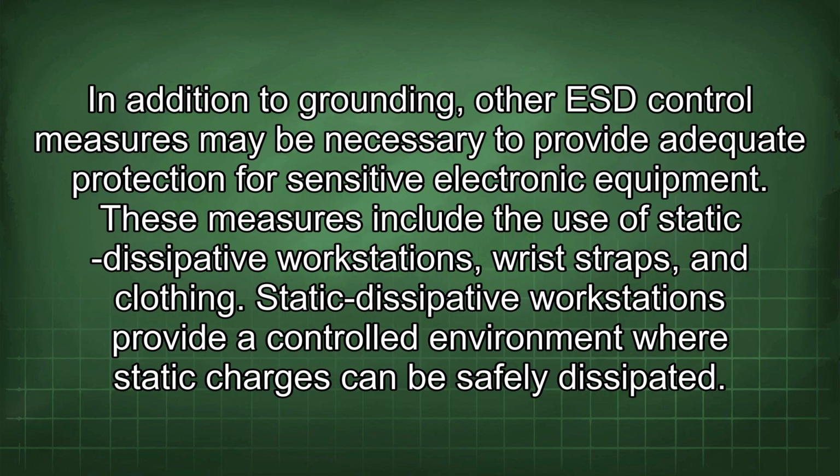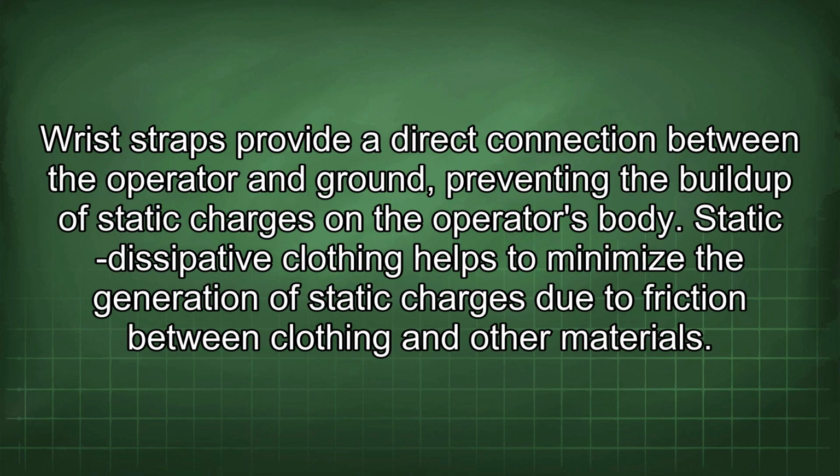In addition to grounding, other ESD control measures may be necessary to provide adequate protection for sensitive electronic equipment. These measures include the use of static dissipative workstations, wrist straps, and clothing. Static dissipative workstations provide a controlled environment where static charges can be safely dissipated. Wrist straps provide a direct connection between the operator and ground, preventing the buildup of static charges on the operator's body. Static dissipative clothing helps to minimize the generation of static charges due to friction between clothing and other materials.